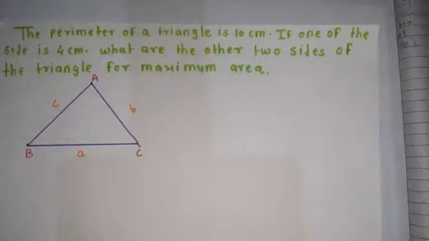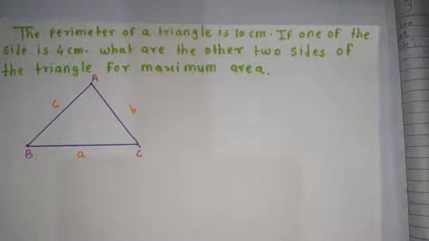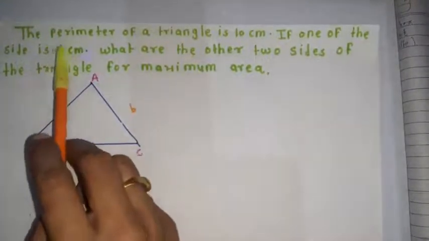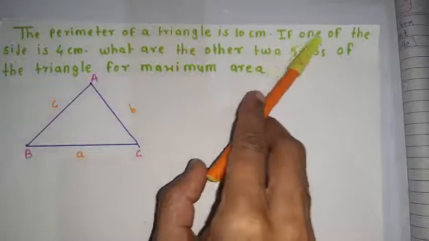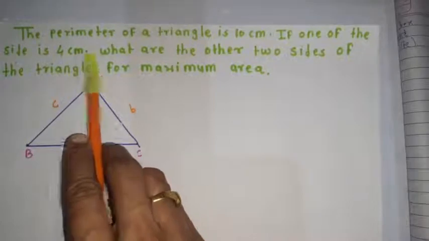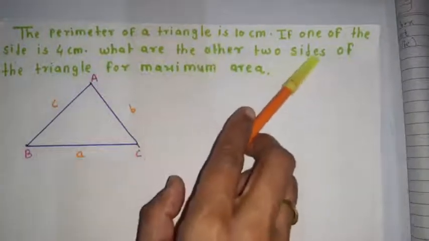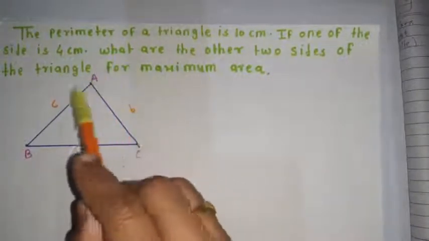Dear students, in the last video we have solved some word problems related to maxima and minima. In this video also we are going to solve such types of word problems of maxima and minima. Let us solve this problem. The perimeter of a triangle is 10 centimeter. If one of the sides is 4 centimeter, what are the other two sides of the triangle for maximum area?